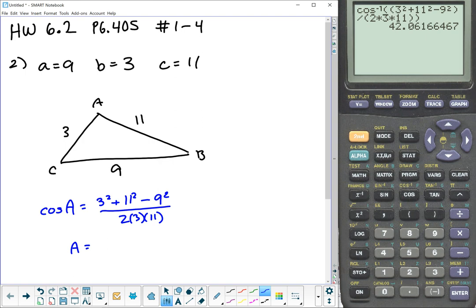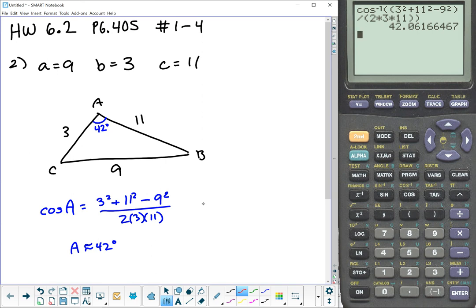All right, so I'm going to go ahead and do, up here, 42 degrees. Okay, so A is approximately 42 degrees.